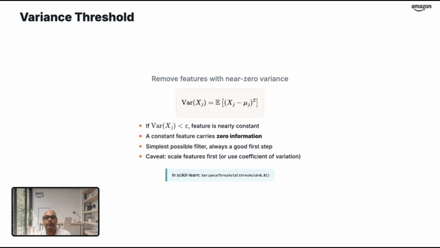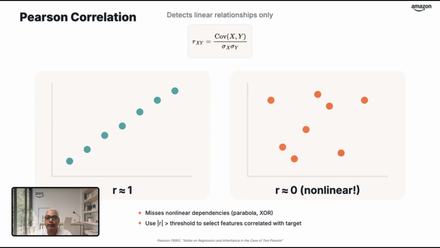Variance threshold is an idea where if a feature has near zero variance, it is nearly constant and carries zero information. This shows that the feature itself doesn't have much information or variation inside it to be really useful for the downstream task. So this can also be a first layer of filtering that can be done. And similarly, Pearson correlation, the covariance divided by the product of the standard deviations.